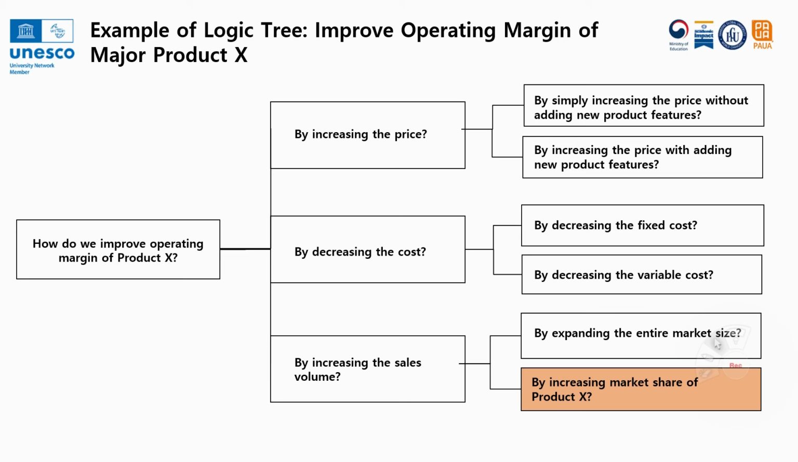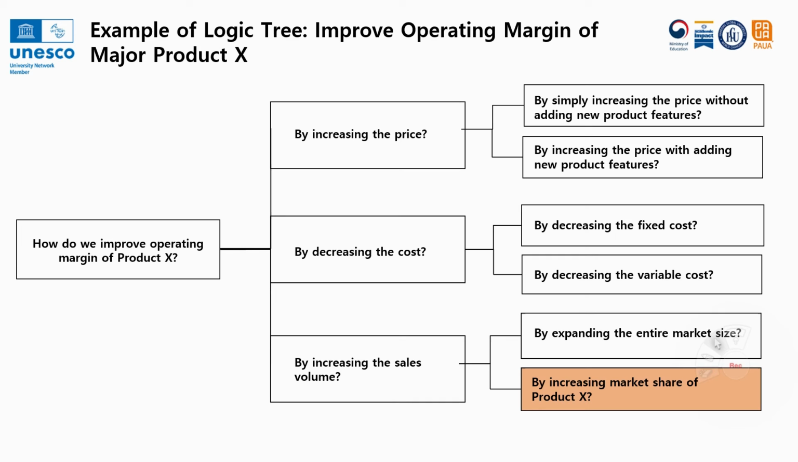But if we sell 100 units, we only get 2,000 US dollars by selling 100 units of our product. But if we sell 200 units, we may get 4,000 operating margins, even though operating margin percentage is the same 20%. Okay?